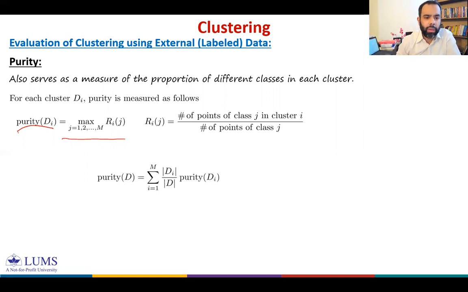And the total purity would be given by simply the same formula. You take a weighted average of purity for each cluster, and you get the purity for the whole data set D.